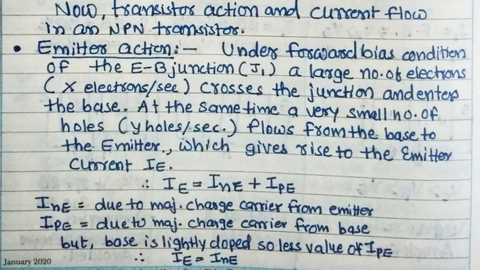This emitter current becomes IE equals INE plus IP. INE is due to the majority charge carriers, electrons, in the emitter, and IP is due to the majority charge carriers, holes, from the base. But because the base is lightly doped, IP is negligible compared to INE. It means IE is equal to INE. So this is the emitter current in the emitter section.